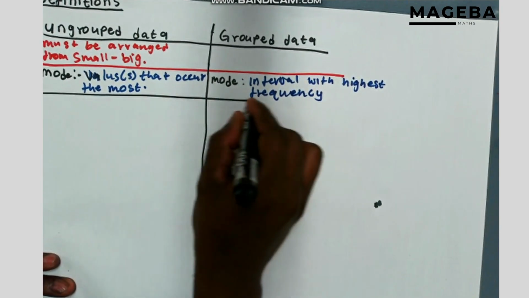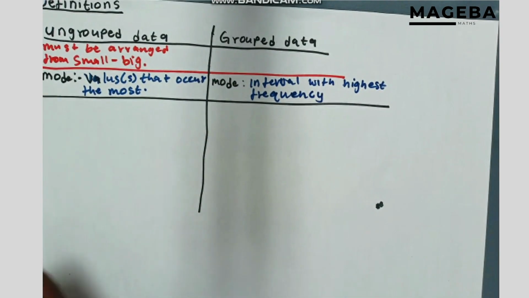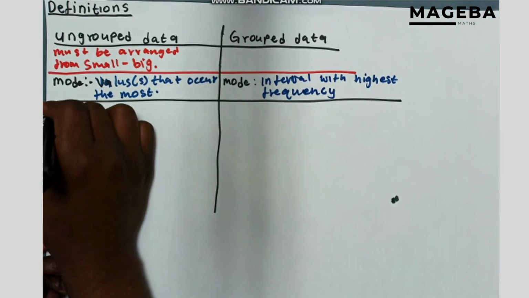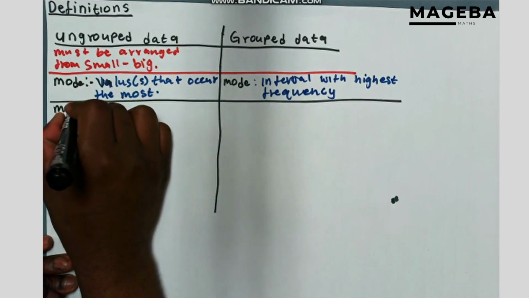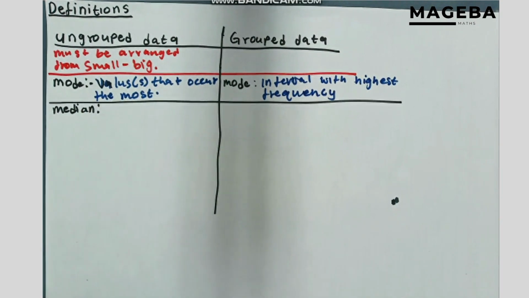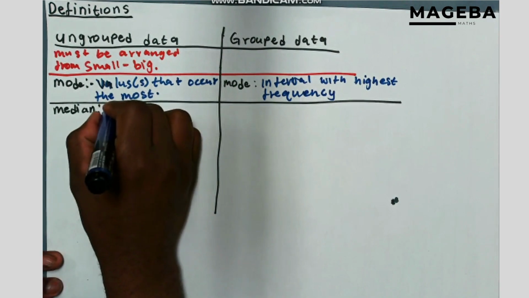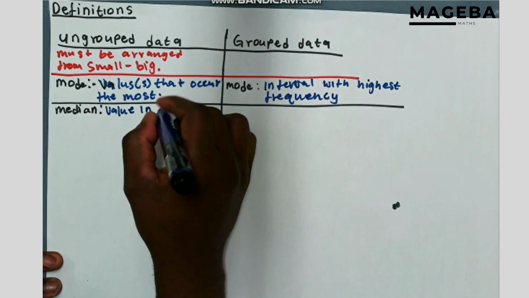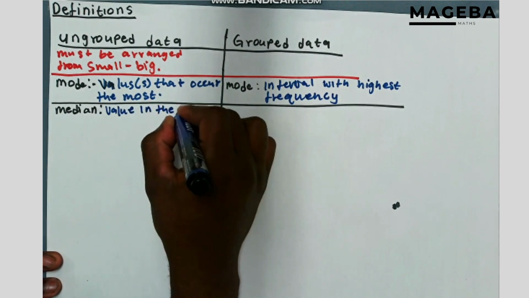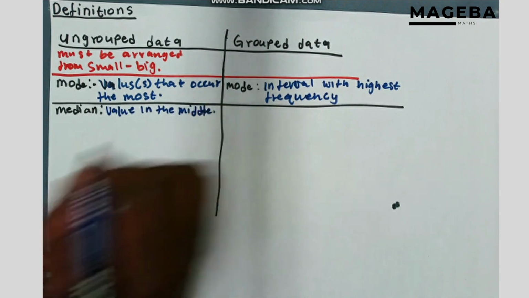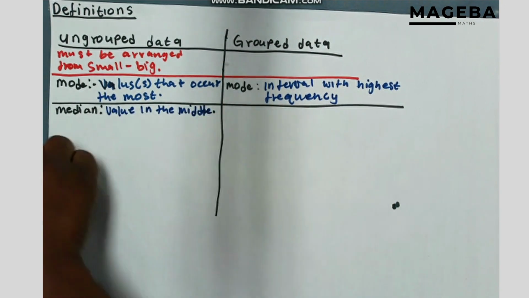And then let's look at another term, which is the median. What is the median? The median is just the value in the middle. It's the value in the middle.